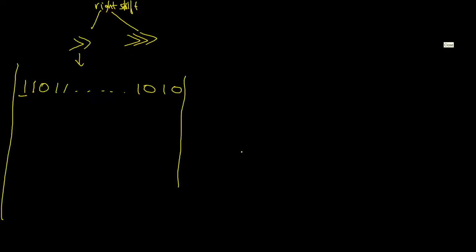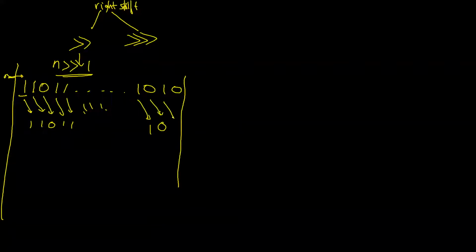If I take this value, suppose this is n, and I do something like this, shift of 1, okay? What it will become is that it will shift, meaning this 1 will come here, this 1 here, this 0 here, this 1 here, this 1 here, it will keep shifting like this, right? And then you can see that here you'll be getting 1, here you'll be getting 0, here you'll be getting 1, and 0 will be lost, okay?